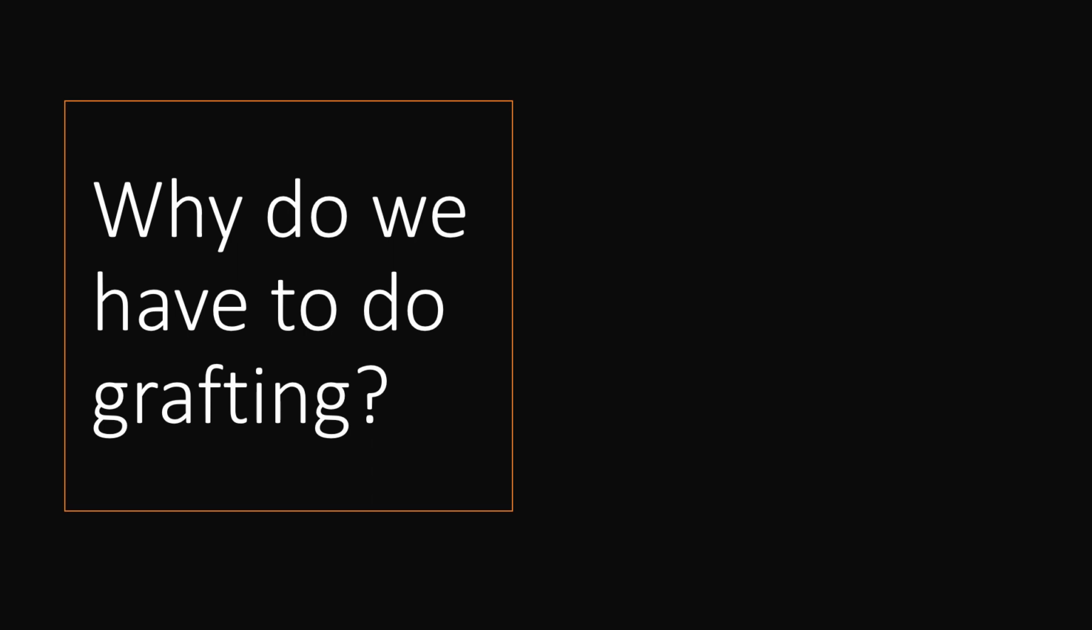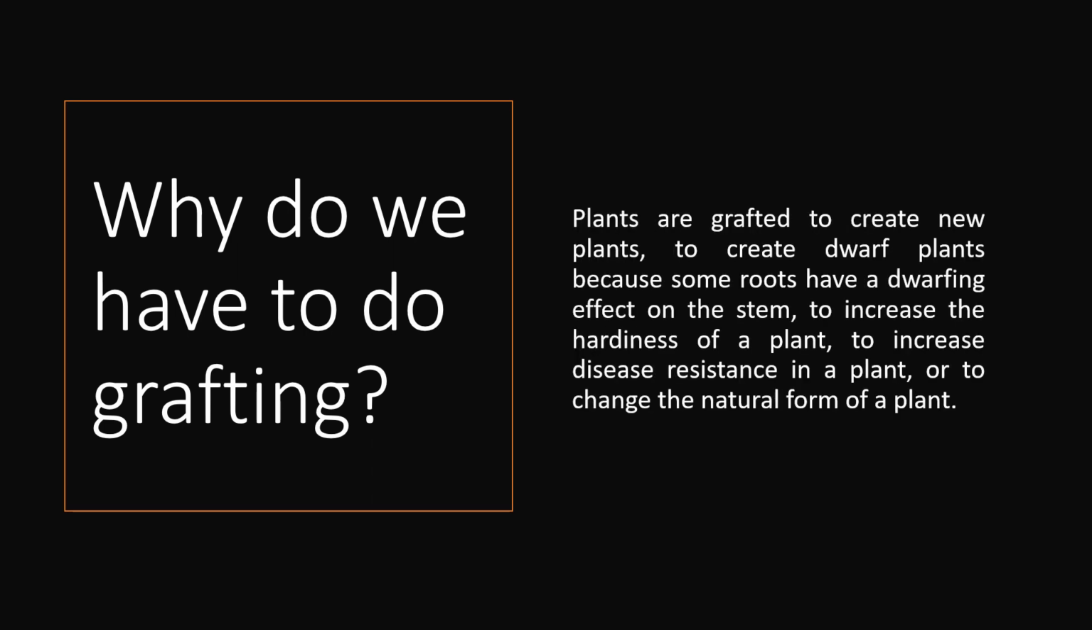So why do we have to do grafting? Plants are grafted to create new plants, to create dwarf plants because some roots have a dwarfing effect on the stem, to increase the hardiness of a plant, to increase disease resistance in a plant, or to change the natural form of a plant.